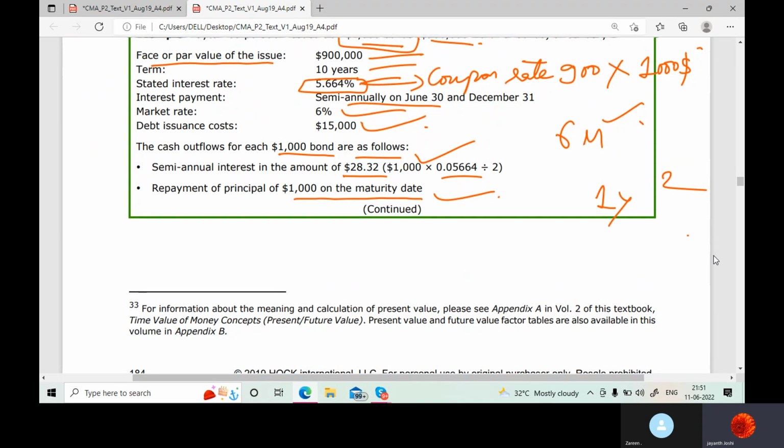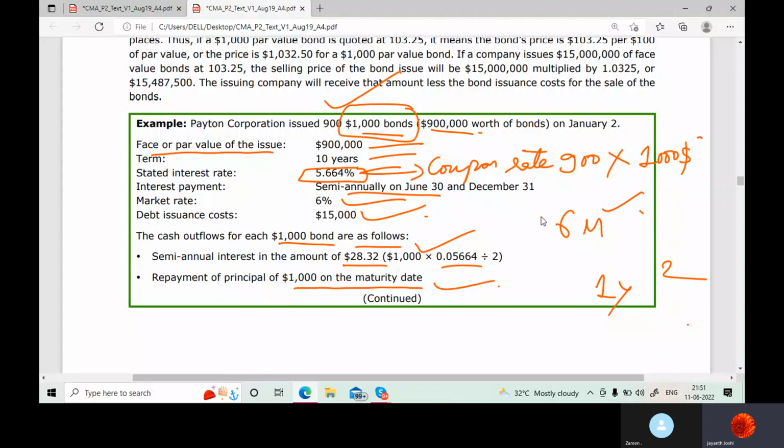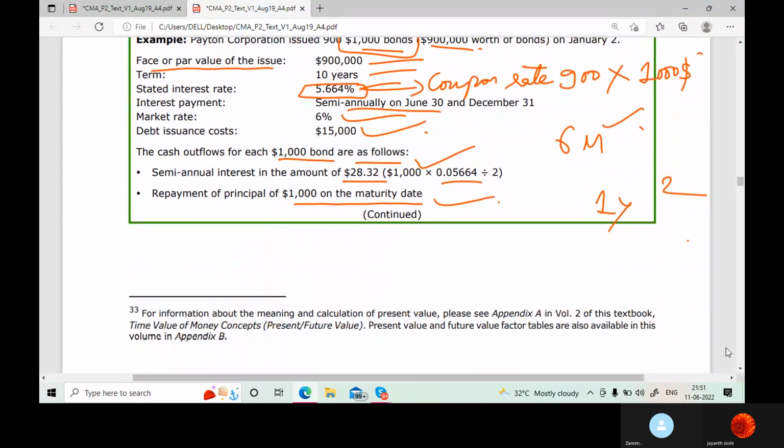Okay, so they are calculating per bond wise. So this is the one. See, the company has borrowed $1,000 from people. The company has issued 900 bonds. One bond is of $1,000. The company has borrowed in totality 9 lakhs, but per bond is $1,000. That means the company has borrowed $1,000 per bond, and they have to repay that $1,000.